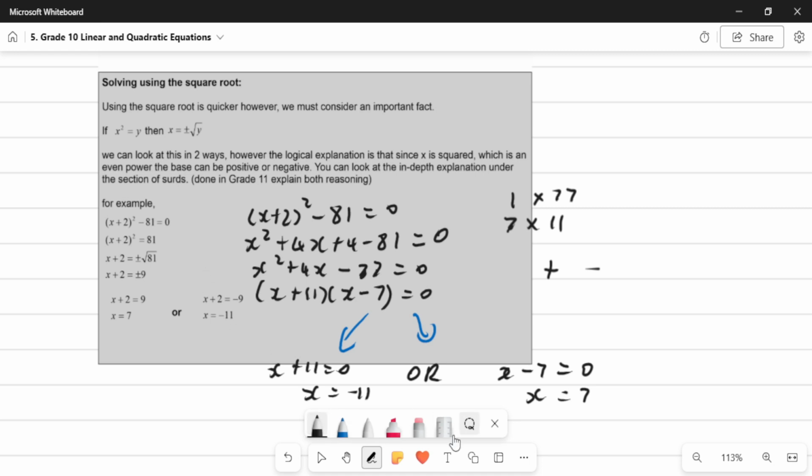For example, let me emphasize this point. Let's say your teacher didn't emphasize the whole idea of plus or minus. Therefore, you'll have x plus 2 is equal to the square root of 81. So x plus 2 is equal to 9. So therefore, x is equal to 7. So you have one possibility, but using maths correctly, there's supposed to be two possibilities, right?